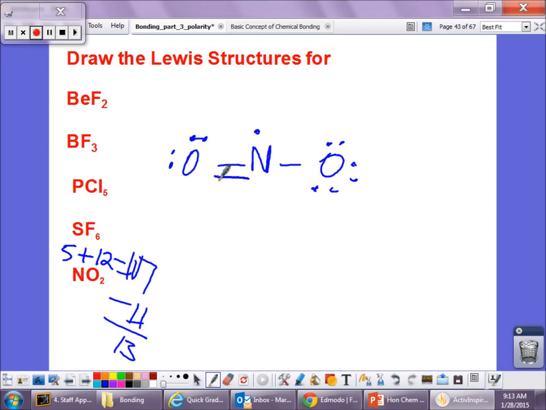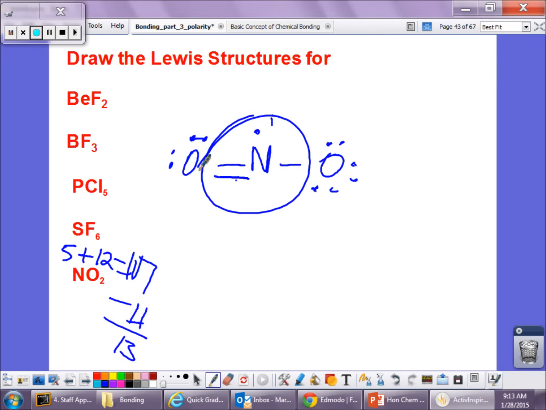Okay? Each oxygen is stable. Nitrogen has 2, 4, 6, 7. I cannot share a pair again because it will go over 8. It will be 9. And nitrogen is in period 2. Nitrogen cannot hold an expansion of the octet. Nitrogen has 7.